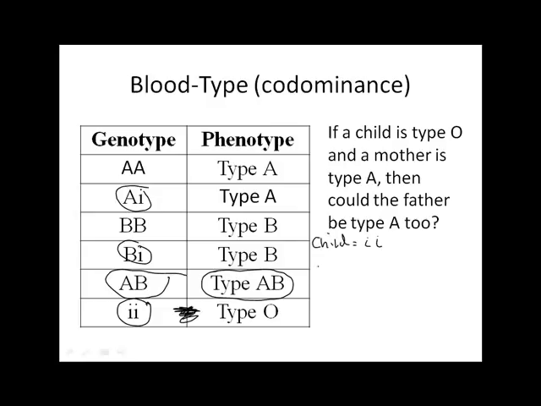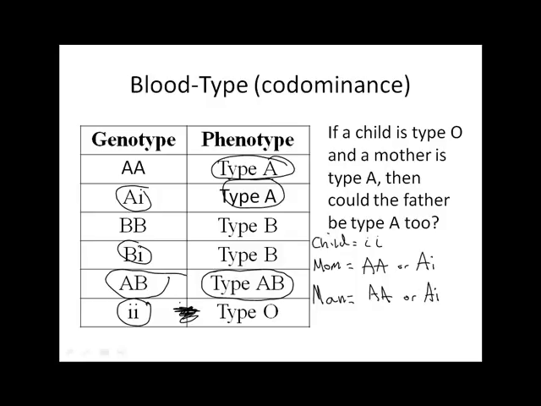And if a mother is type A, there are two possible genotypes that it could be. Type A could be AA or AI. We don't know which one. And then the father. If the father is the father, that's what we need to find out. But if he is type A, he could be AA or AI, just like the mother is.